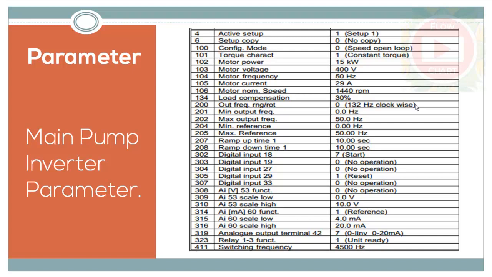There are some functions for controlling, some for motor parameters, and some for digital input and analog input. There is also the analog output terminal 42 required, and parameter numbers 319 and 323 for relay function. This is for main pump inverter setting purpose, for driving the main pump of Sclavos dyeing machine.